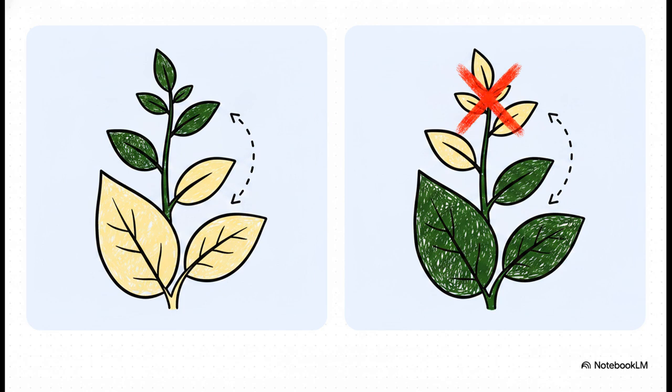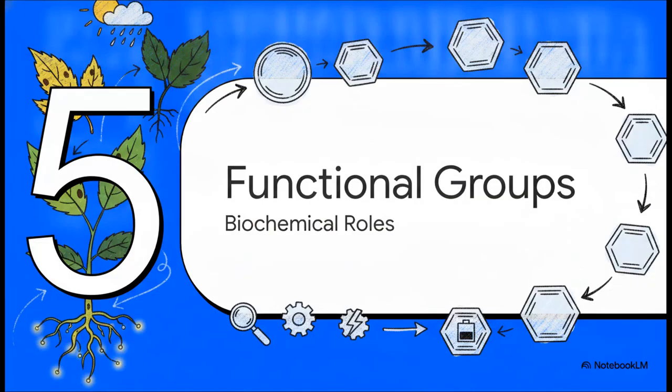On the flip side, immobile elements like boron, iron, and calcium, well, they get stuck where they are. When they run out, the new growth is totally out of luck. So those deficiencies show up in the youngest leaves first. And finally, Section 5, the 4 functional groups and their deficiencies.